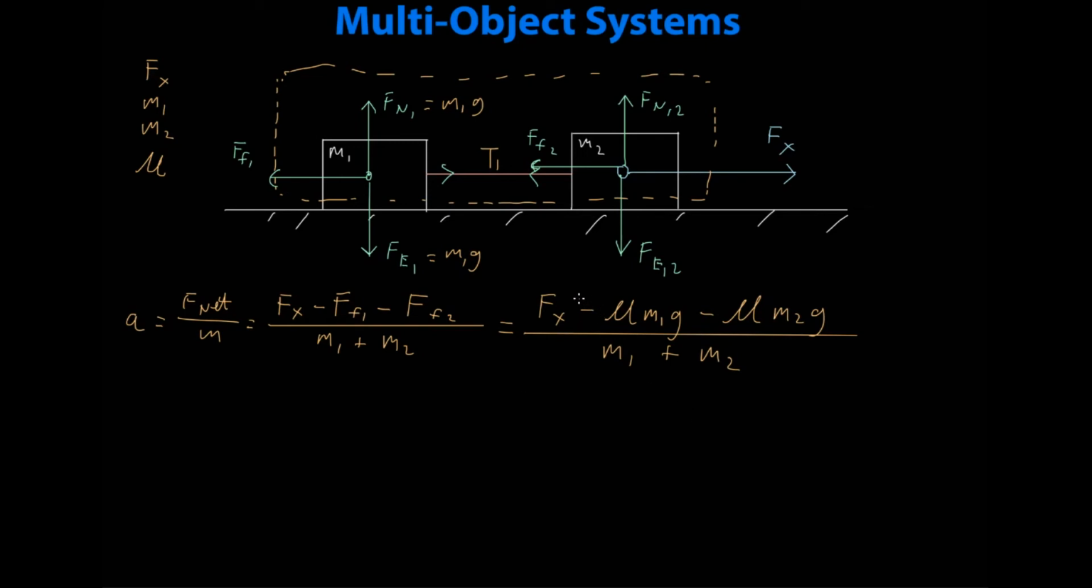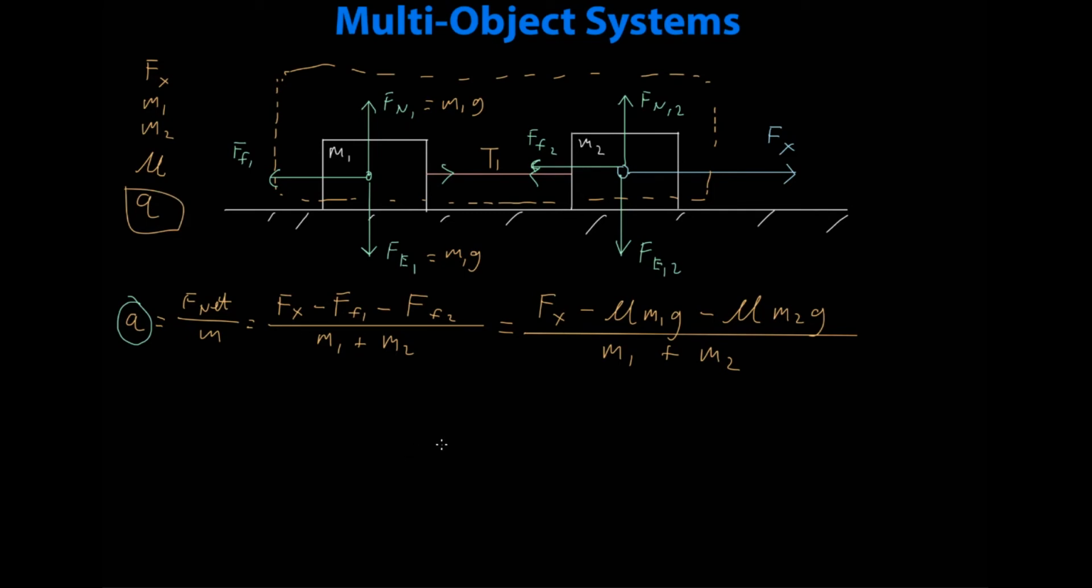Okay, now again, we have all these. Force X is a given, so is mu, so is mass 1. We know g, it's a constant, so is mu, mass 2, g, mass 1, and mass 2. We know all this stuff, which means, again, we essentially have the acceleration. It is now basically a given.